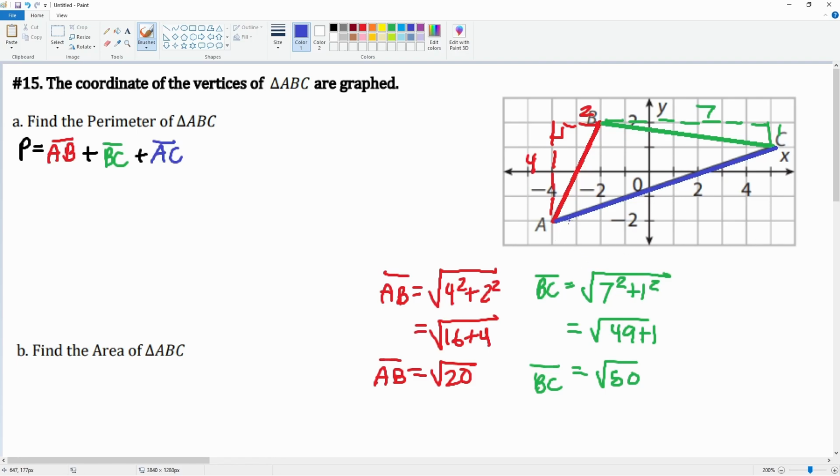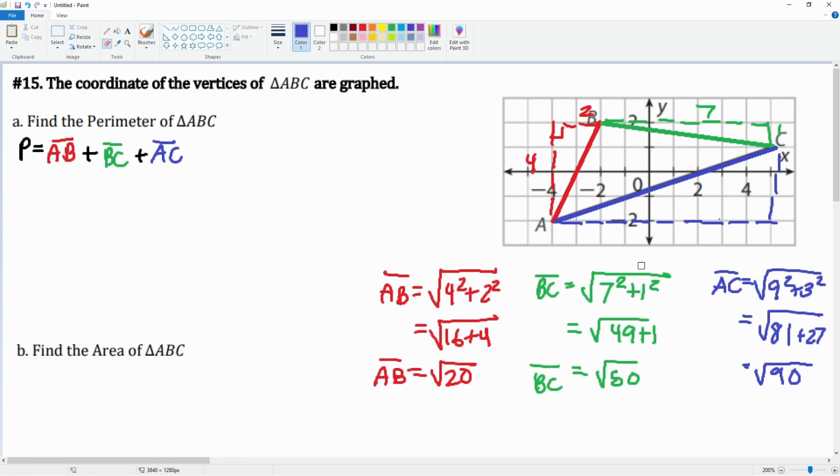Now let's find the blue one. 1, 2, 3, 4, 5, 6, 7, 8, 9. So AC is the square root of 9 squared plus 1, 2, 3, 3 squared. Hold on. 1, 2, 3, 4, 5, 6, 7, 8, 9. 9 squared plus 3 squared. Okay, that gets you 90. 3 squared is 9 here.